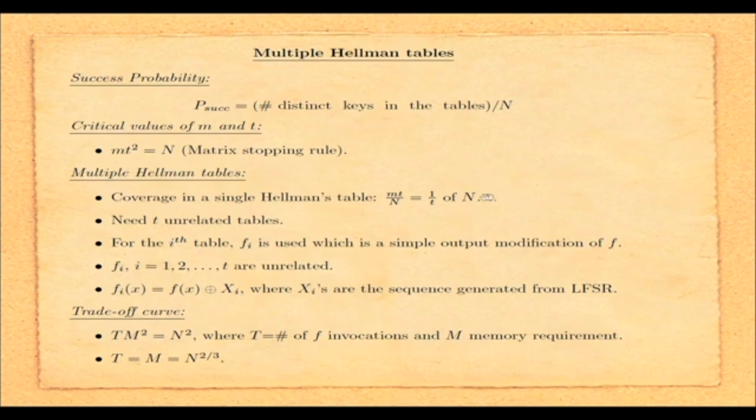So, we need to have t many tables, but we need to have a different function for each of the t tables. So, we will use some variant of this f function for t different tables, where f is a simple function. This is our construction, we have chosen f to be some XOR with the LFSR key generation, and this is basically giving us a trade off t m square. So, we can calculate t m square, where t is the run time, and t m square is equal to n square.